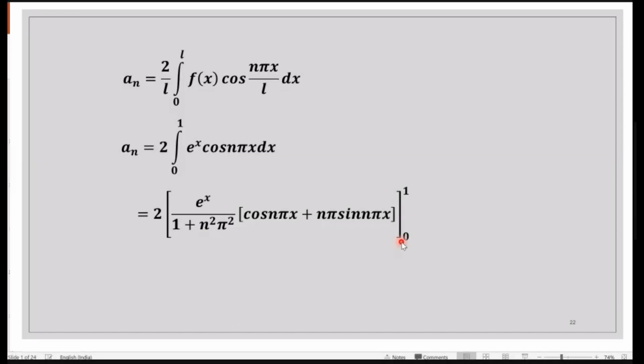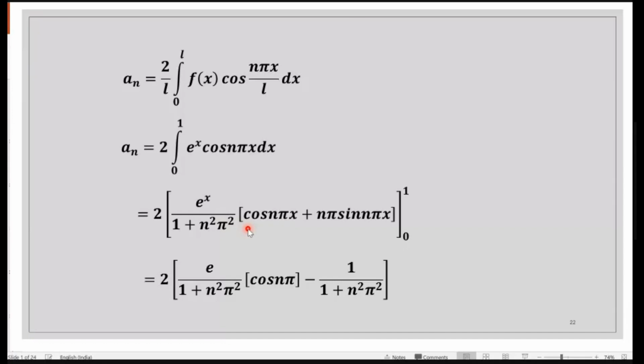a is the coefficient of x in the exponential function. b is the coefficient of x in the trigonometric function. That is why a is 1 and b is n pi. So 1 plus n square pi square, a cos plus b sine. Apply the upper limit and the lower limit. Okay, this formula, we have to remember the standard form so that we can apply this integration easily. Applying the upper limit and the lower limit.